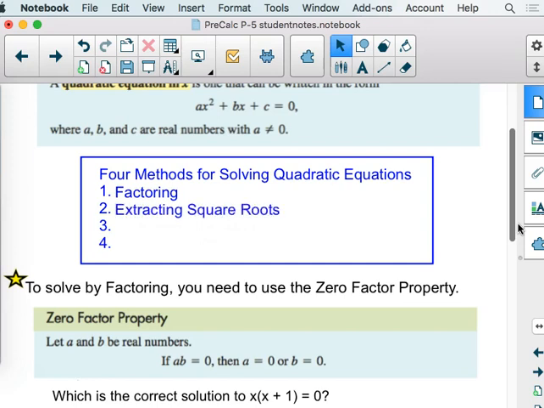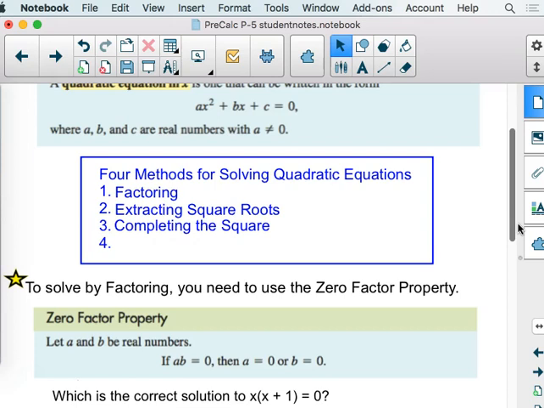We can also extract square roots. Your Algebra 2 book did not call it that. Your Algebra 2 book just said taking square roots. So we were taking square roots to find an answer. And that means we're going to have something squared, and we'll take the square roots. Then, completing the square. Absolutely.